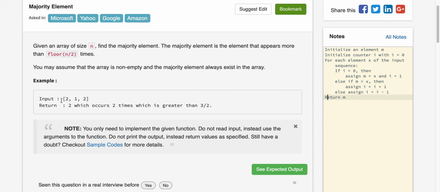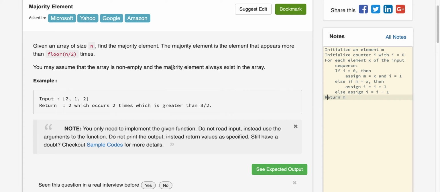If you get an array of size n, we want to find the majority element. The majority element is the element that appears more than half the time. We can assume that the array is non-empty, and that a majority element always exists in the array.